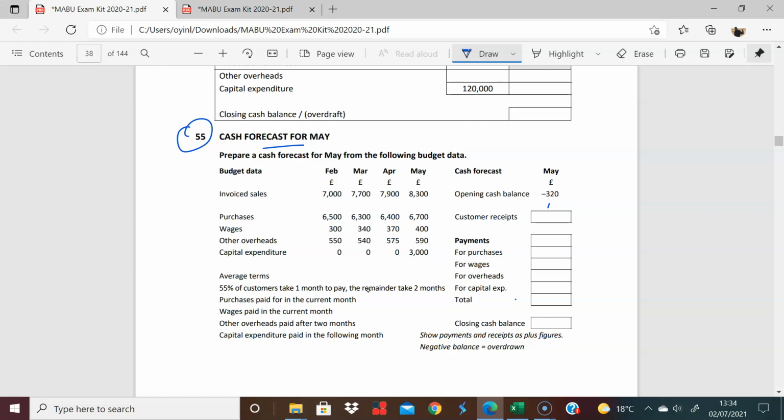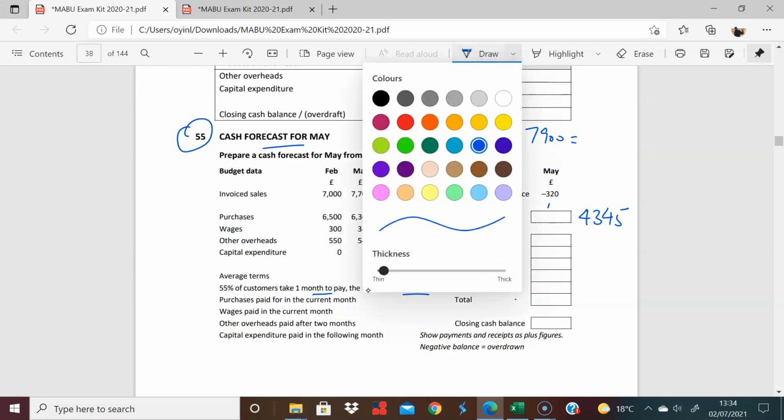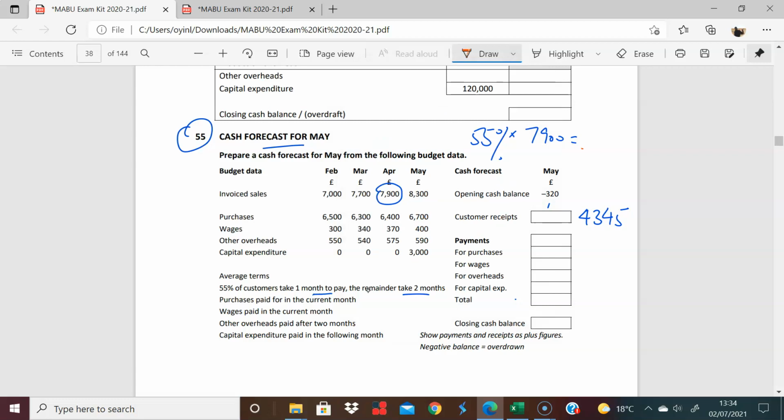So we see here, revenue is always going to be the interesting one. It says here that 55% of customers take a month to pay and the remainder take 2 months. So you can argue that the people who were sold goods on credit in April, we will be receiving money from in May. So it says here 55% of that 7,900 will be received in May. So 55% times 7,900 will come in May, and that's 4,345. But what that also means is that the remaining of it will come in June.